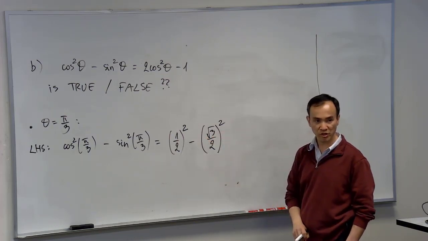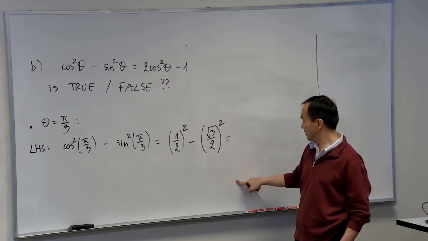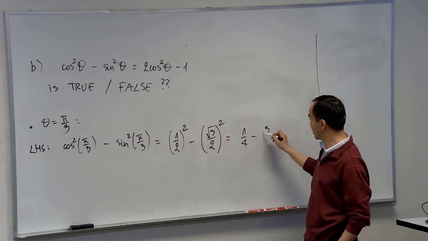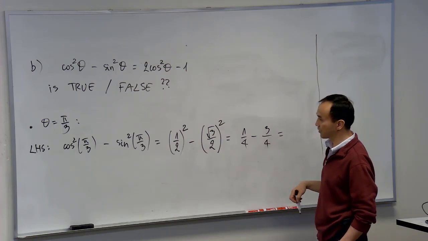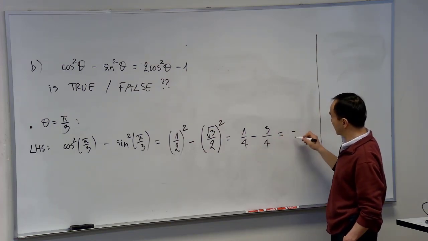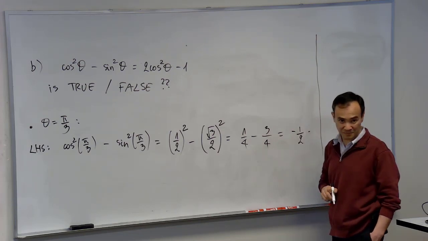Subtracting out these two expressions. So that 1/2 all squared gives me a 1/4. This one here is a 3 over 4, right? So the left-hand side will come out with the evaluated value being negative 1/2. You guys good with me on that?